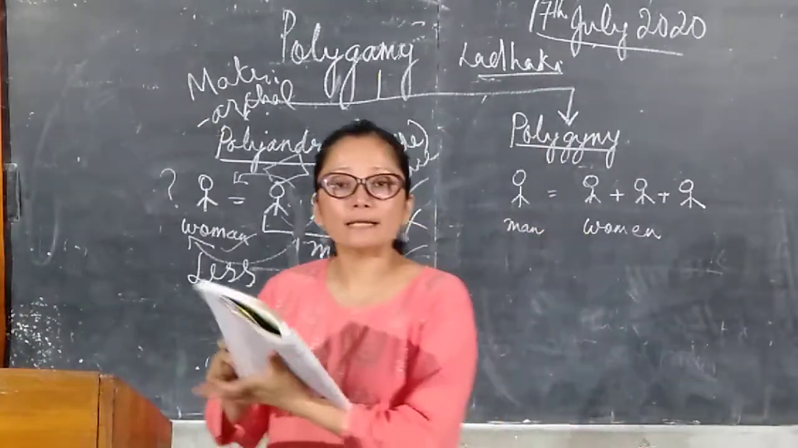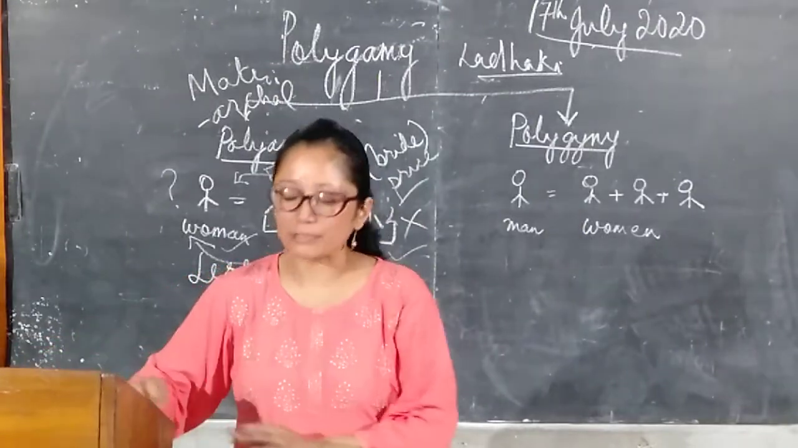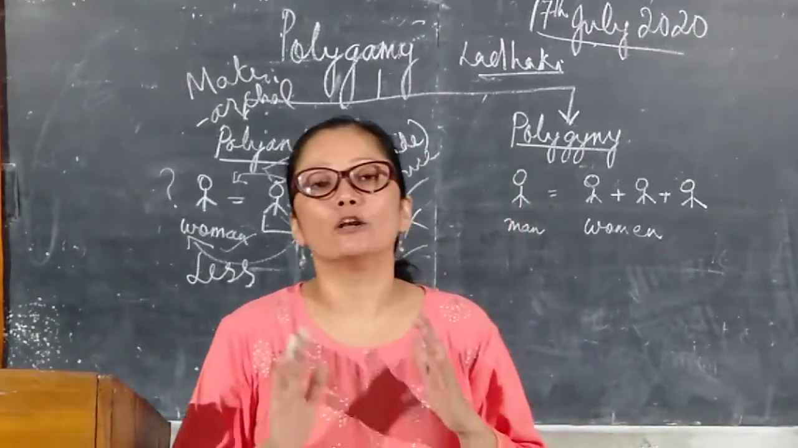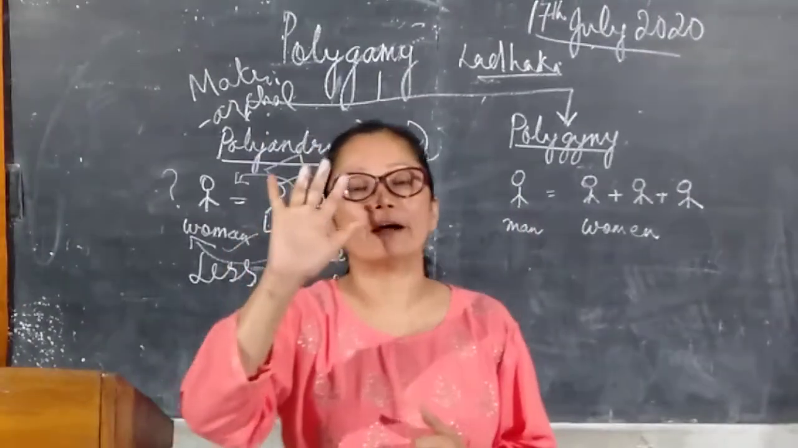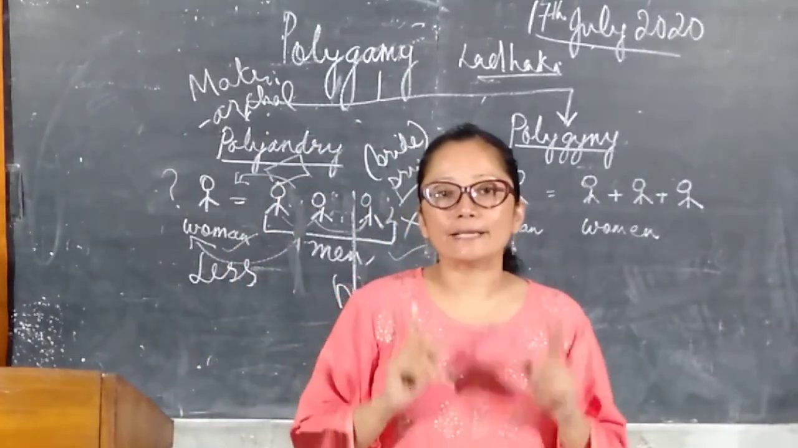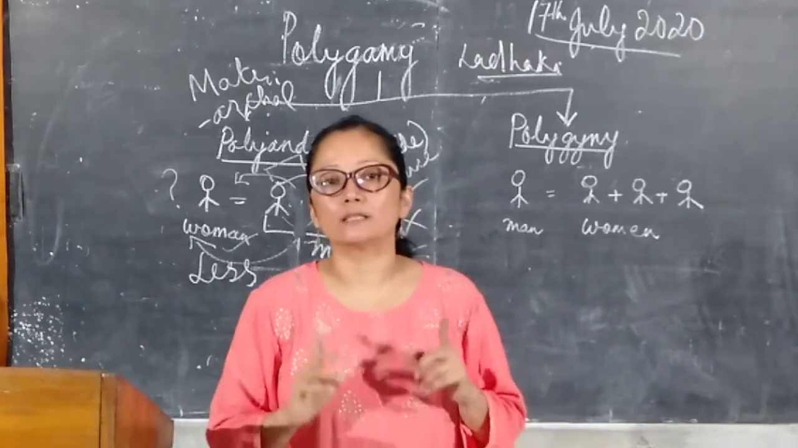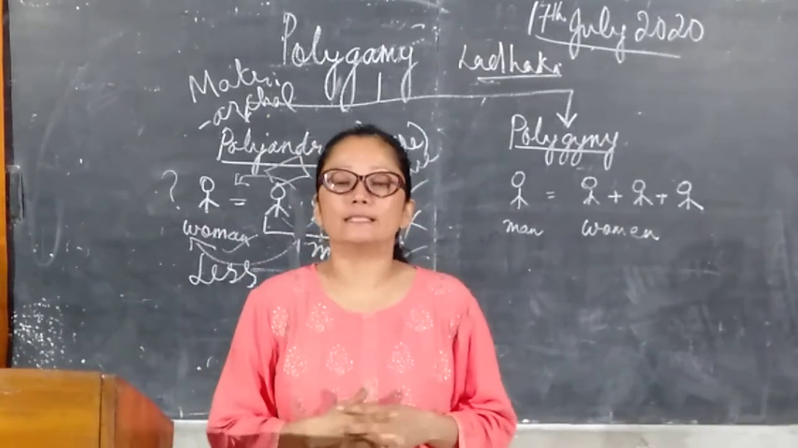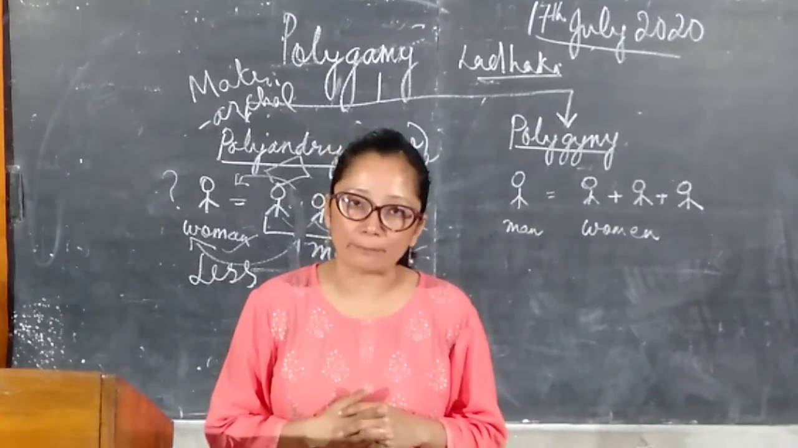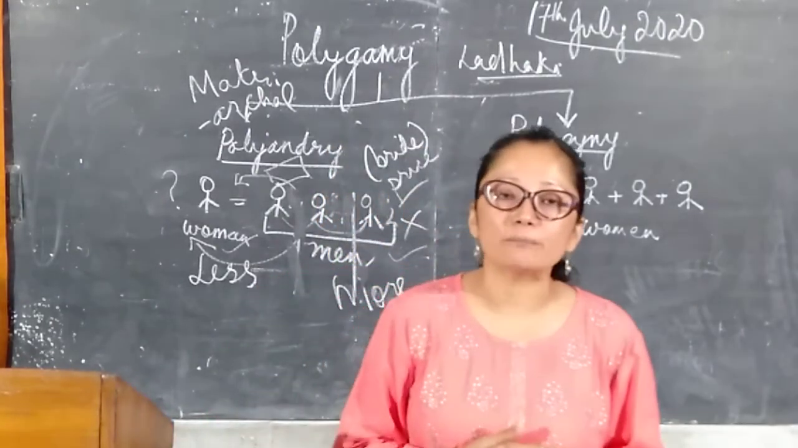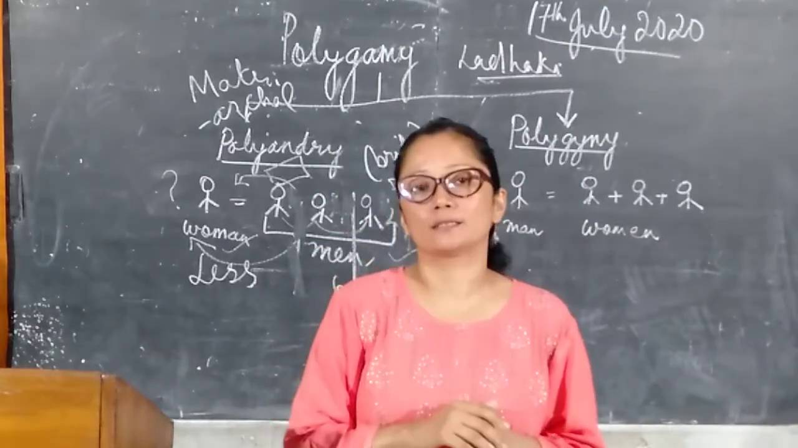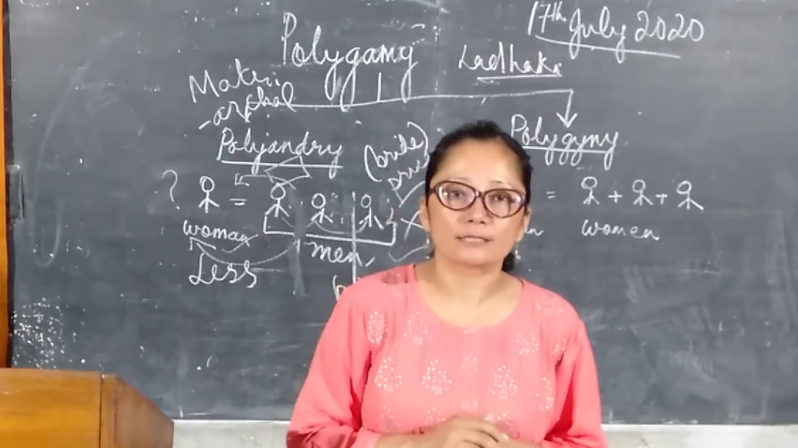So, dear children, I hope you have understood the explanation. Polygamy comes in the long answer section for 5 marks. In ISC, polygamy comes in the long answer section for 5 marks, where you have to discuss this entire rule of polygamy. Differentiate between polyandry and polygyny comes for 2 marks. That will come in the objective section.